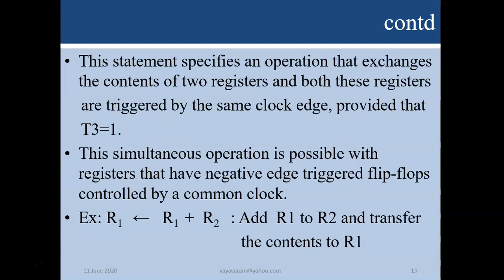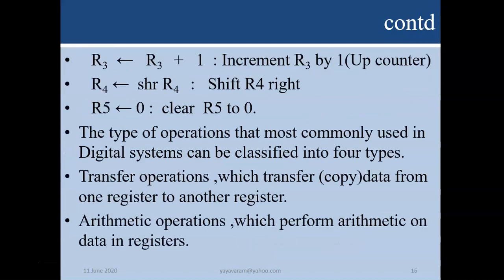This statement specifies an operation that exchanges the contents of two registers, and both registers are controlled or triggered by the same clock edge. That's very important. Not only is T3 equal to 1 important, that transition is also equally important. This simultaneous operation is possible with registers that have negative edge triggered flip-flops. When we consider flip-flops, they operate based on the clock transition, and the data is transferred.